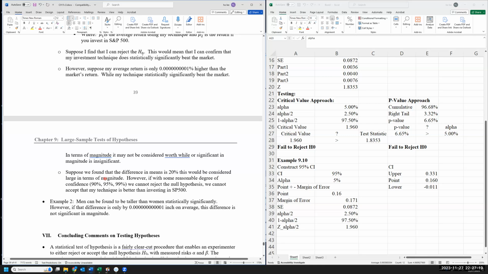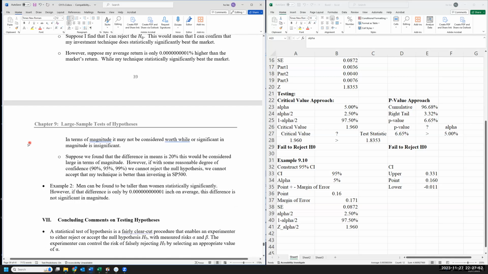In terms of magnitude, it may not be considered worthwhile or significant; the significance in magnitude is insignificant. Okay. However, suppose we found the difference in this mean, basically my technique is 20% higher than investing in the S&P 500, then it's probably worthwhile. There is indeed a difference in magnitude. Okay.